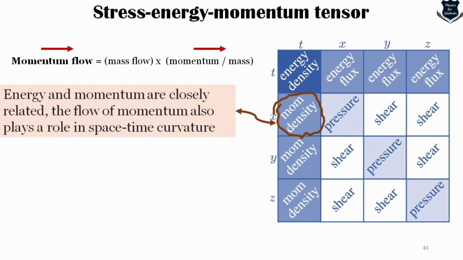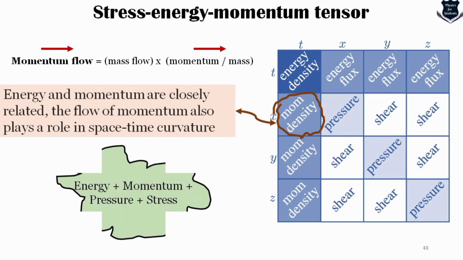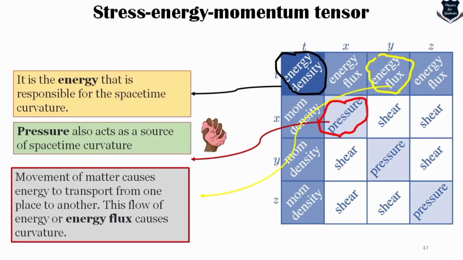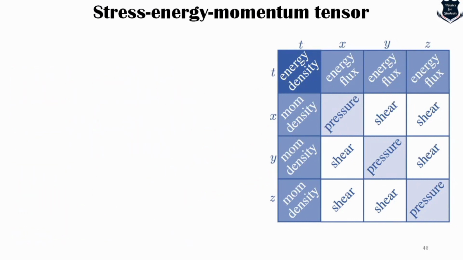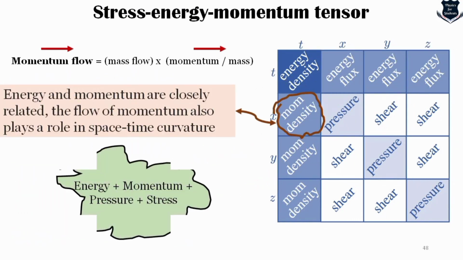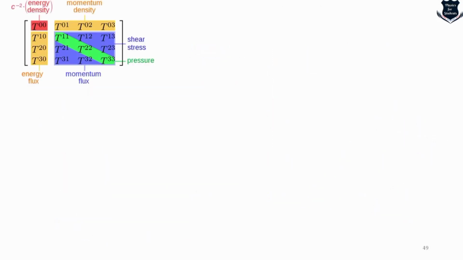So momentum flow is mass times momentum by mass. If you want to go back, I think I made a little bit of a rush. Anyway, these are the factors: energy density, energy flux, and pressure. When they are plugged in together over here, energy plus momentum plus pressure plus stress, that actually causes the entire curvature of space-time. So what is responsible for causing the curvature? It is this stress-energy-momentum, because you can see all the energy and stress stored over here. So this is the one.